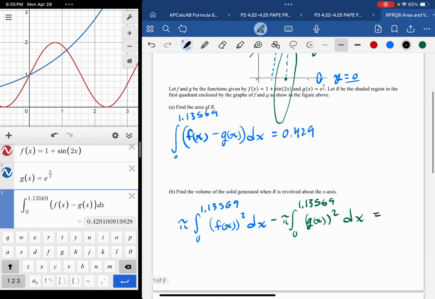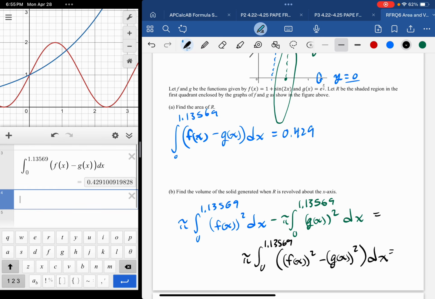Okay, but the shorter way to write this would be the scalar, 0 to 1.13569, and then I'm going to go f of x squared minus g of x squared. And I'm going to go ahead and put my parentheses around that because that's what Desmos wants. Okay, so I'm going to use that second one because I don't want to keep writing stuff.